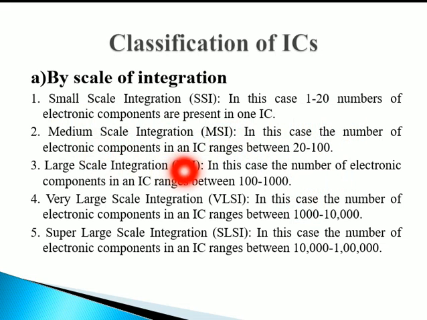If it is medium scale, then we can include 20 to 100 electronic items in one IC. If it is large scale, you can include 100 to 1000 components in one IC. If it is very large scale integration, you can include 1000 to 10,000 electronic components in one IC. If it is super large scale integration, means 10,000 to 1 lakh electronic components you can include in one IC. So this is the classification of ICs by scale of integration, meaning how many electronic components you can include in one IC.